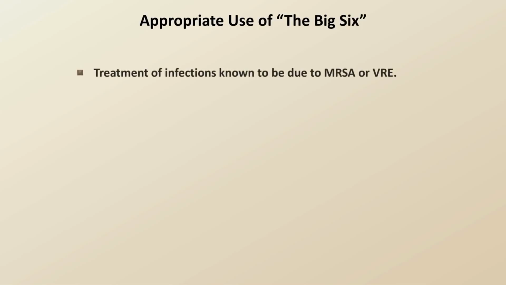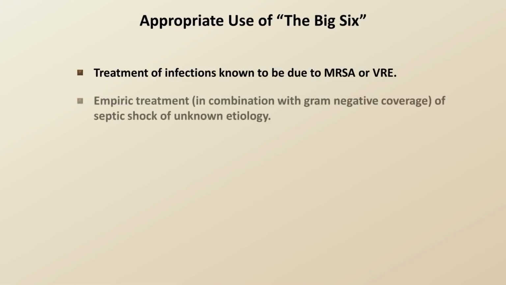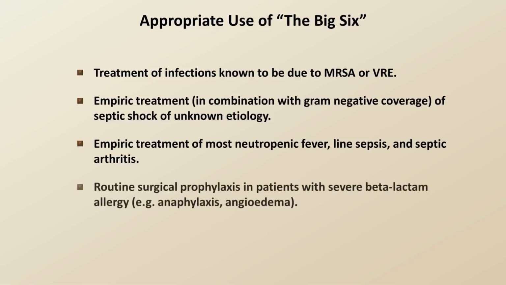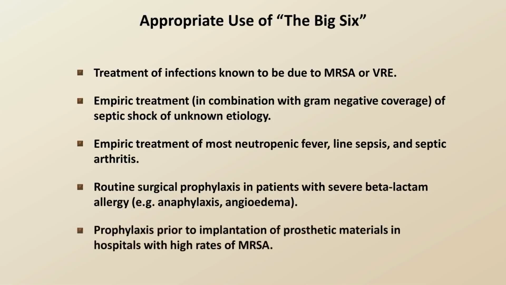Appropriate use of one of these big 6 anti-gram-positive antibiotics is limited to a relatively small set of situations. First, and most obviously, treatment of infections known to be due to MRSA or VRE. Empiric treatment in combination with gram-negative coverage of septic shock of unknown etiology. Empiric treatment of most cases of neutropenic fever, line sepsis, and septic arthritis. Routine surgical prophylaxis in patients with severe beta-lactam allergy. And finally, surgical prophylaxis prior to the implantation of prosthetic materials in hospitals with high rates of MRSA.